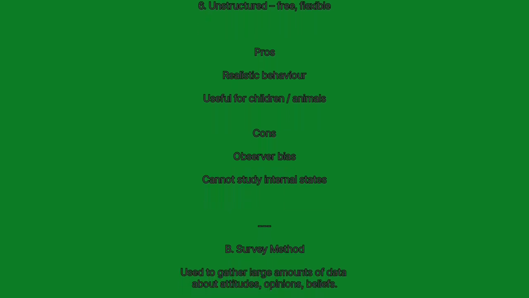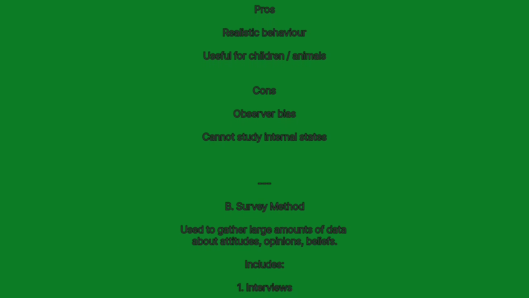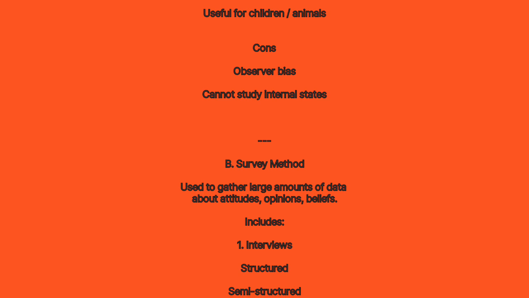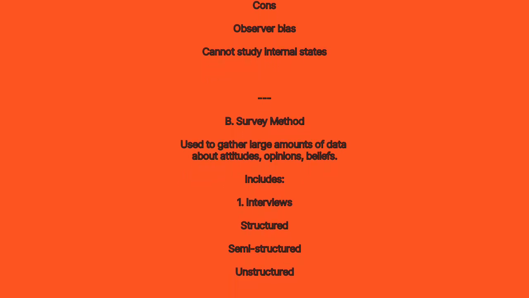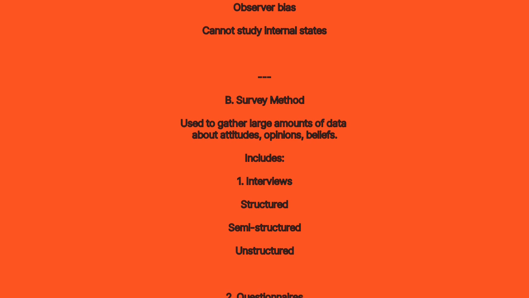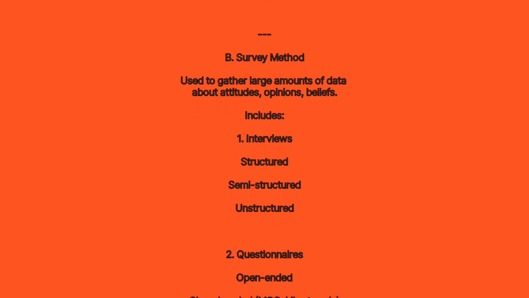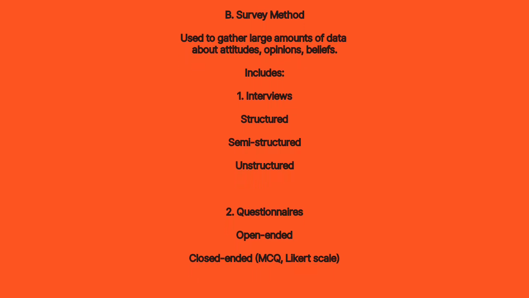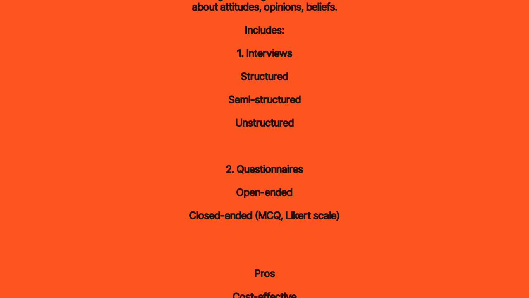Second one is the survey method. This is used to gather large amounts of data about attitudes, opinions, and beliefs. It includes interviews: structured, semi-structured, unstructured. Second is the questionnaire. Usually when you're doing PG or postgraduate studies, you will be giving questionnaires. They can be open-ended or closed-ended, like MCQ or Likert scale. Many more scales are there.